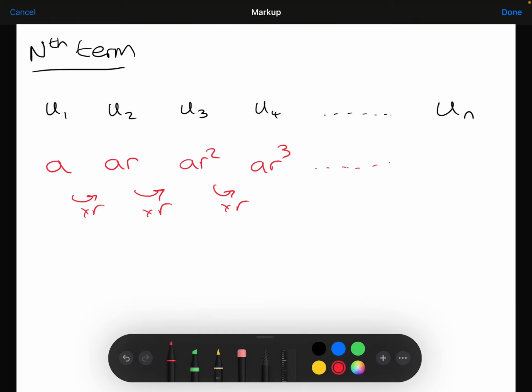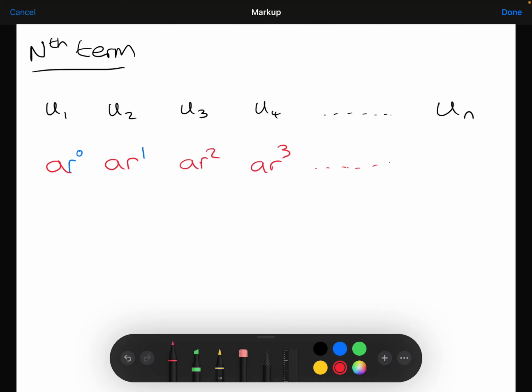So what's the pattern here? What's the nth term? Well, just to make it a little bit clearer, I'm going to say that this is r to the power 1. And the first term, a, I'm just going to write that as a times r to the power 0. Obviously, r to the power 0 is 1, so a times 1 is just a. So I'm not actually cheating or changing anything there. It's just hopefully going to make the pattern a bit clearer for you.